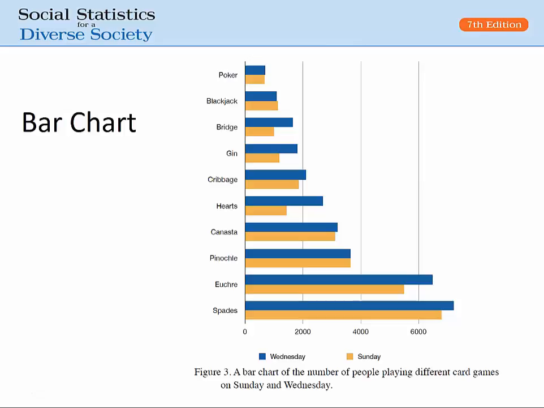Wednesdays are blue, Sundays are yellow, and the proportion or the percentage of people who play in each category. Or in this case, it's the count. We can see it's the count because at the bottom we see 2,000, 4,000, 6,000, which wouldn't be percentages; they would be counts. And so we can see the most would be played spades on a Wednesday. That's really the highest compared to people who play spades on a Sunday.